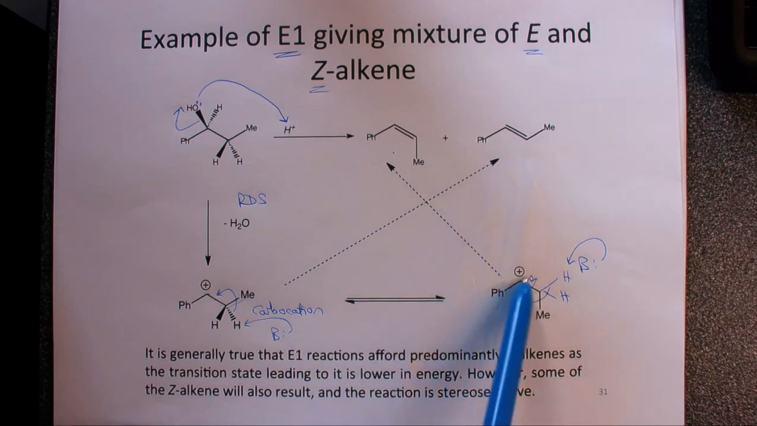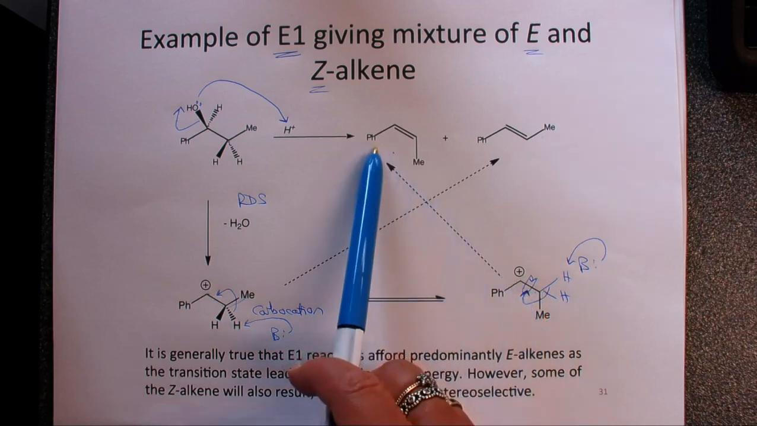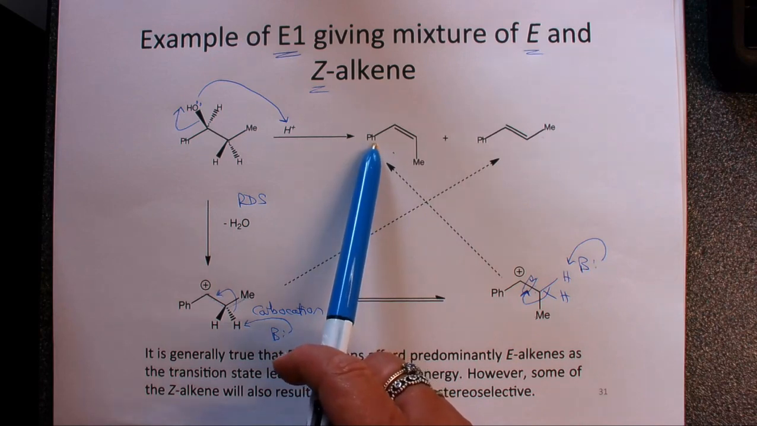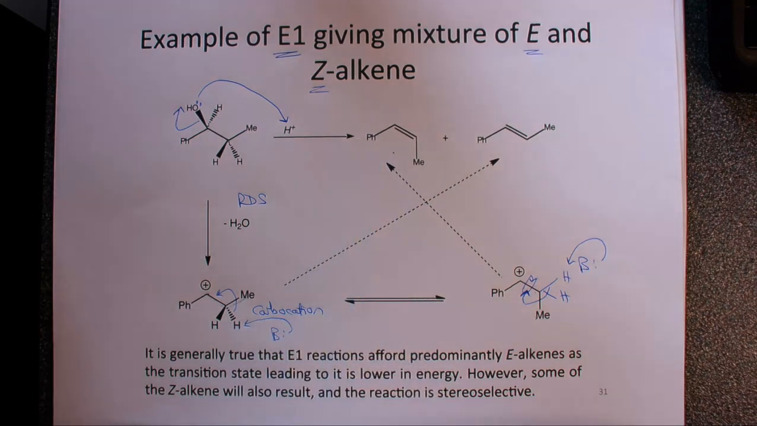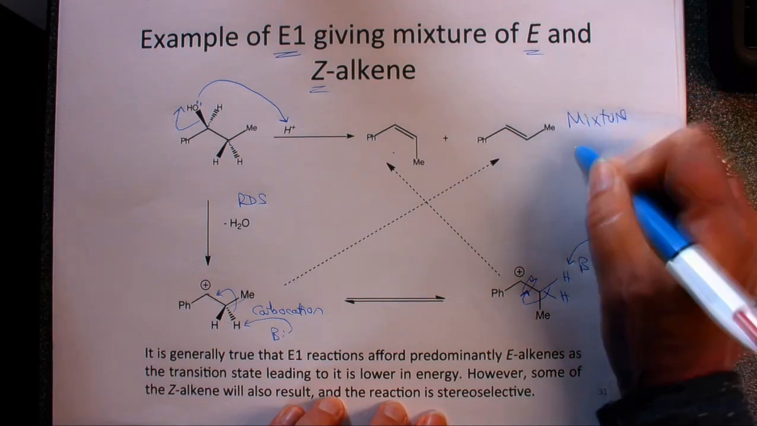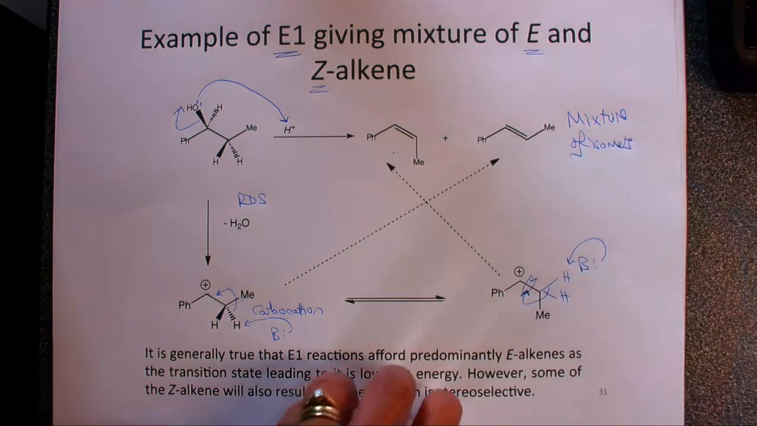If instead the base pulled off the hydrogen at the point in time where the phenyl and methyl are on the same side, then again the phenyl and the methyl would end up on the same side of the alkene in the product. So as we saw for SN1, SN1 gives a mixture of isomers. The same is true for E1. What we're going to get is a mixture of isomers. So that's the important stereochemical outcome, is that for E1 we get a mixture of isomers.